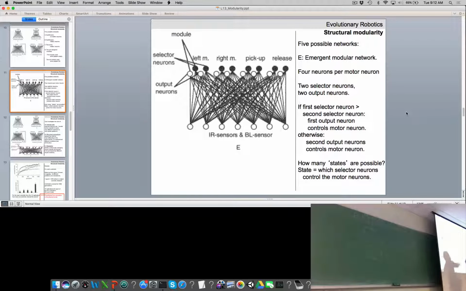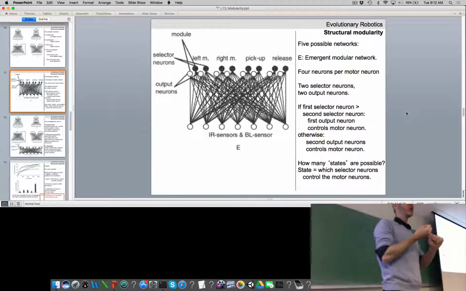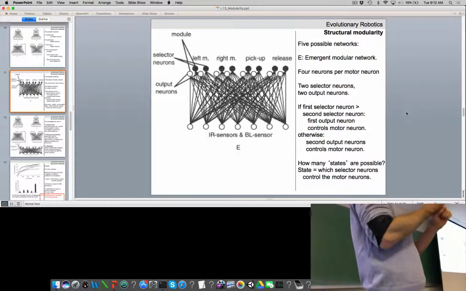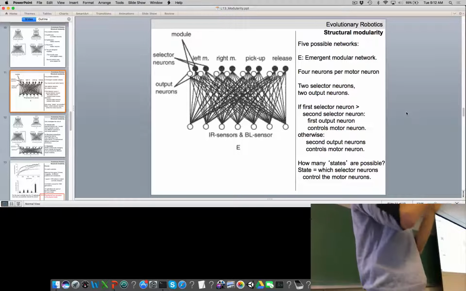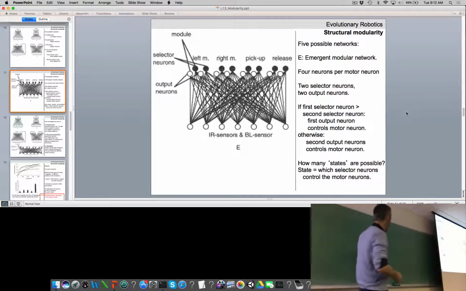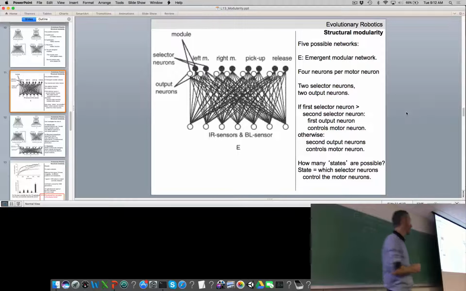Okay, E is an emergent modular network. It's designed in a way that's going to allow evolution to dictate what the motors do in response to the sensors, but it's also going to allow evolution to sculpt different neural modules like this. How does this work? Well, let's start with the familiar part of the network. We've got our 7 sensor neurons down here. And we can see that there's 4 groupings at the top, which correspond to the 4 basic commands: left motor, right motor, pickup, and release.